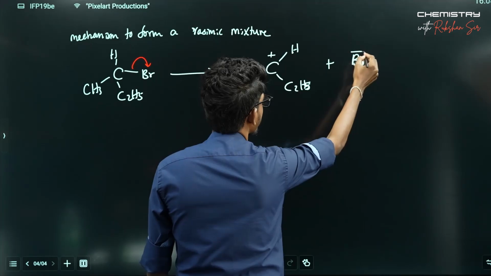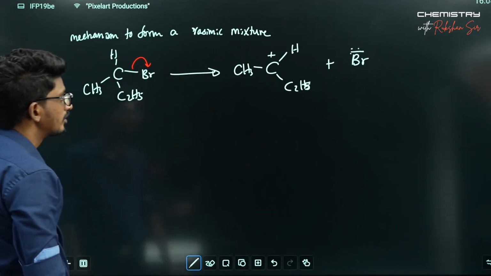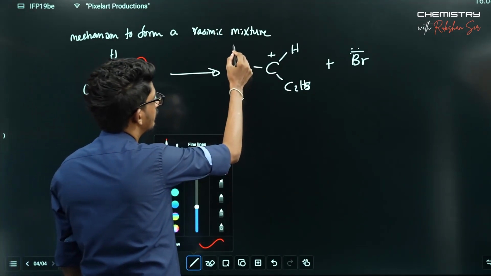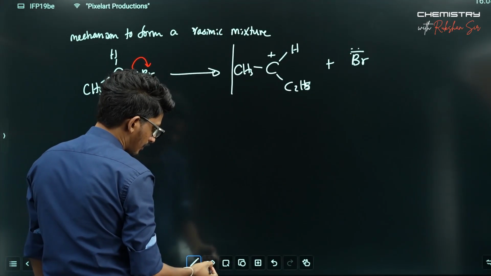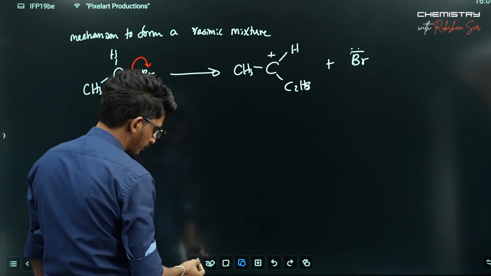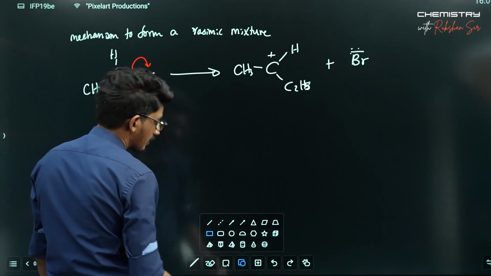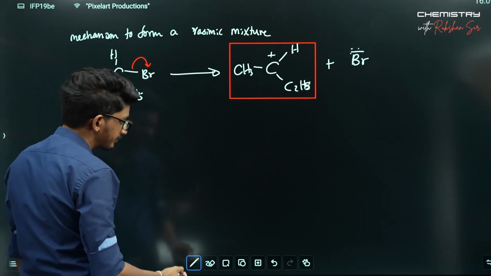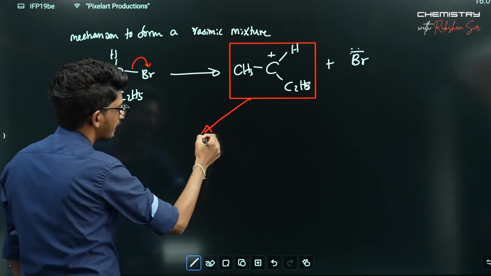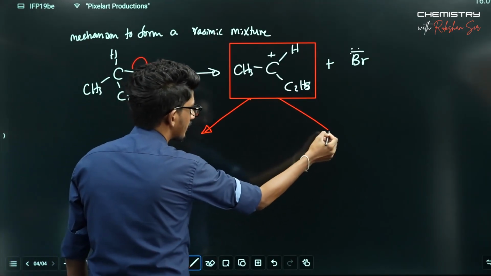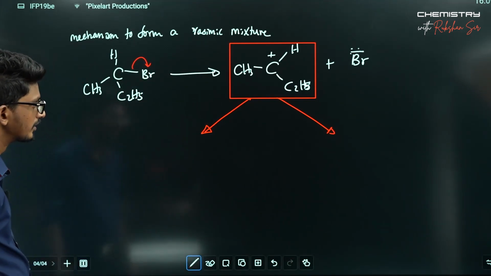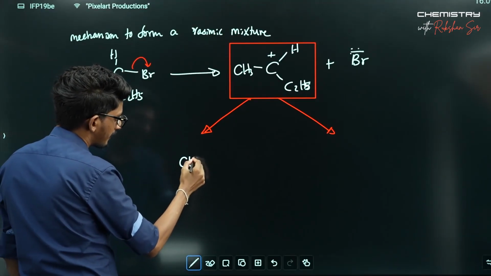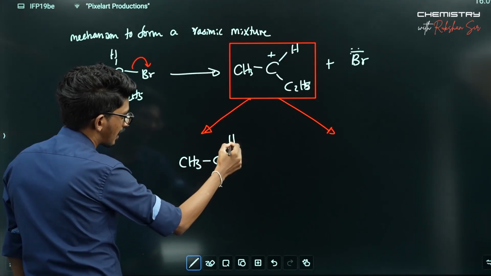Then two types of nucleophilic attacks are possible with this species. Right? Two types are possible. What are the two types of nucleophilic attacks possible? It's like this carbocation. So the nucleophile can attack from the top of the carbon.